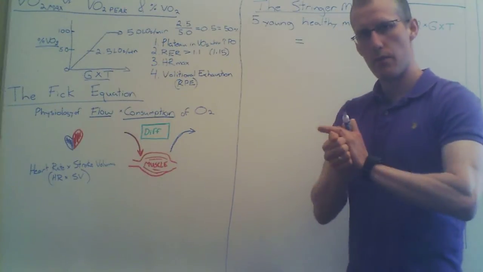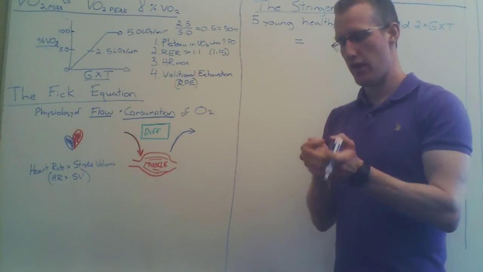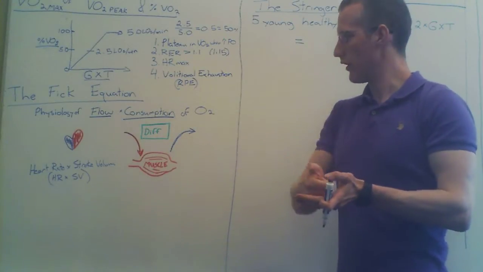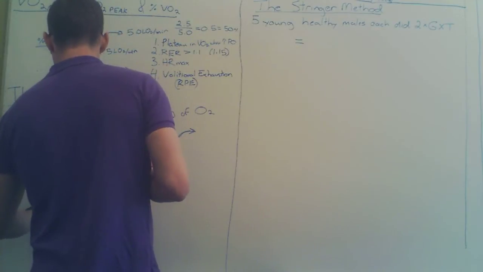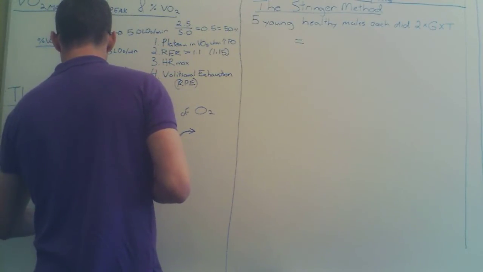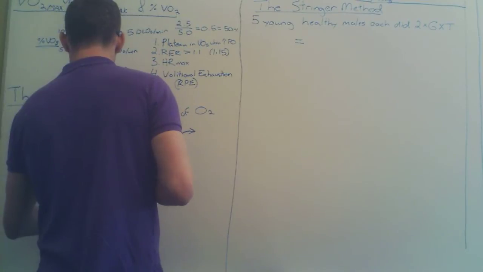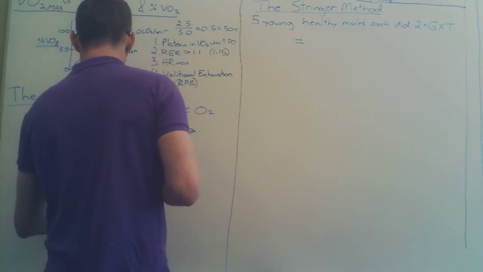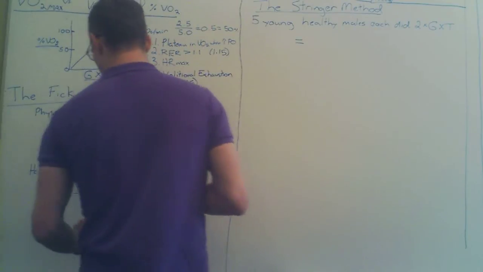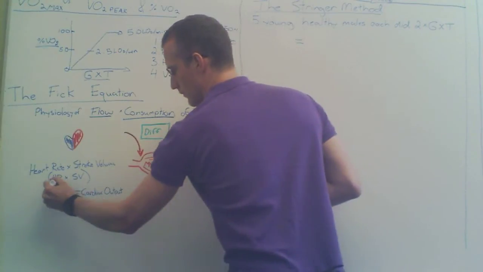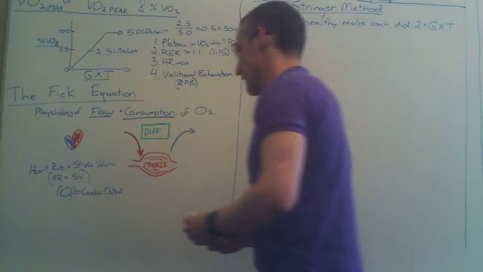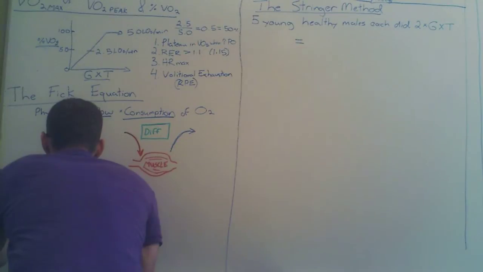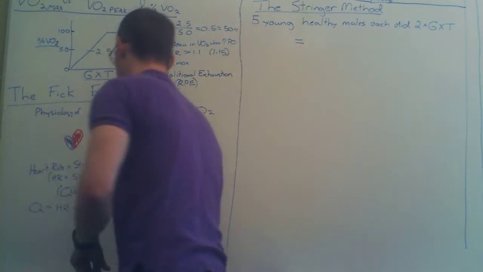So if you multiply the number of beats per minute by the amount of blood being ejected from the heart, you can determine flow, which again is summarized as Q, cardiac output. Okay. So, in summary, Q is equal to heart rate times stroke volume.